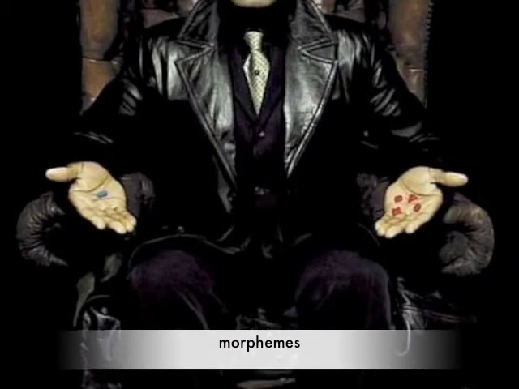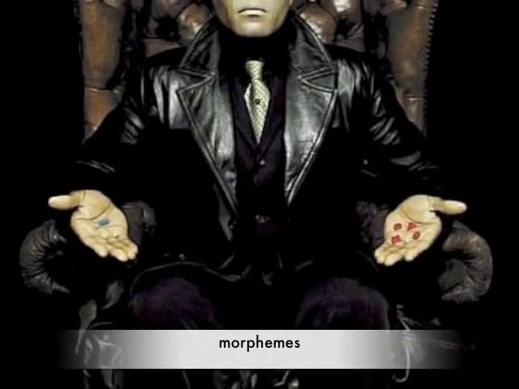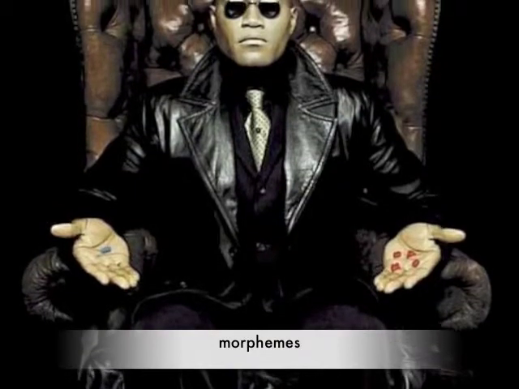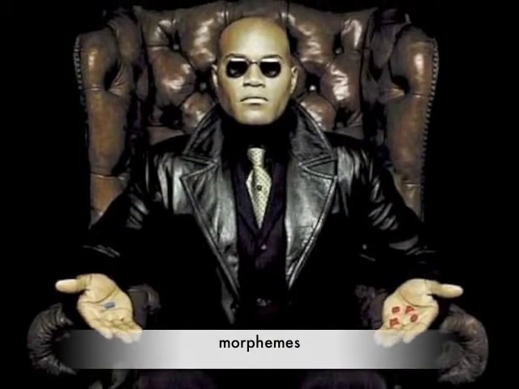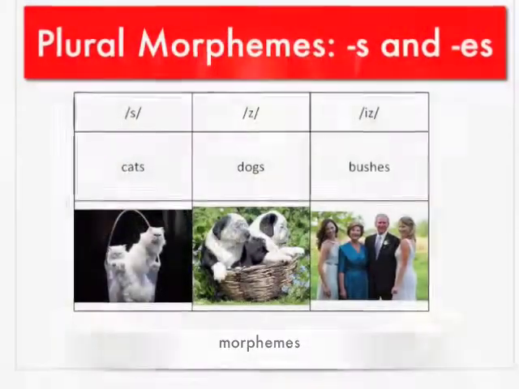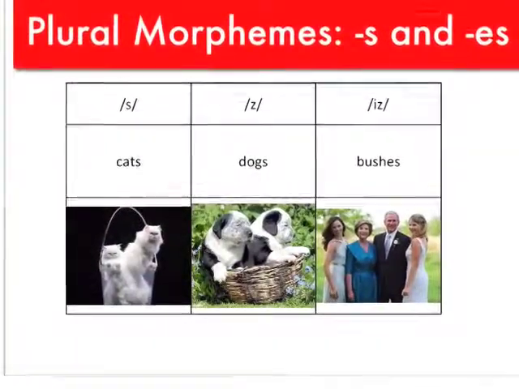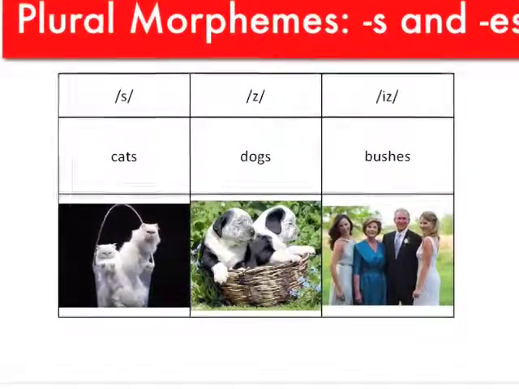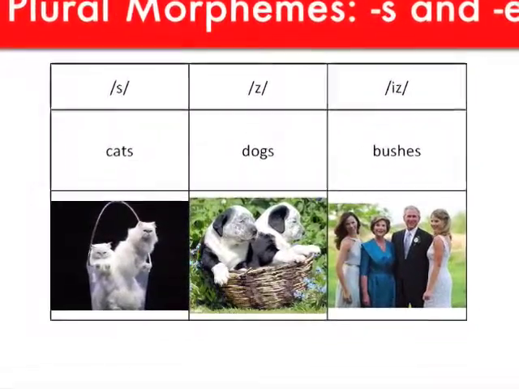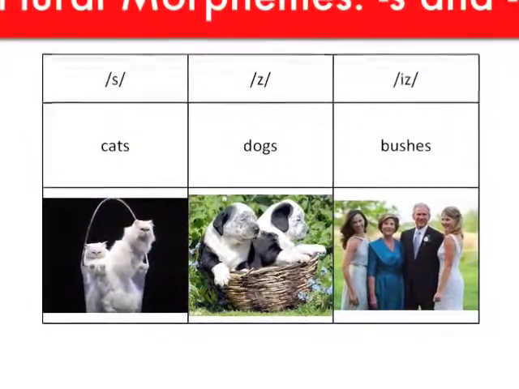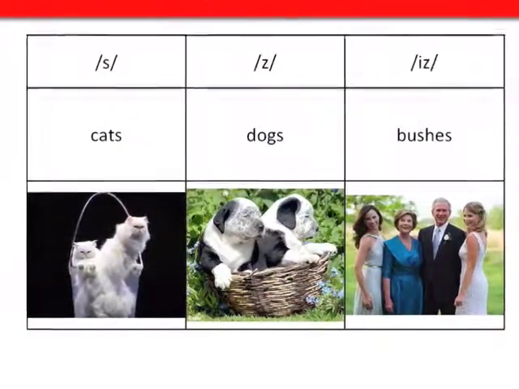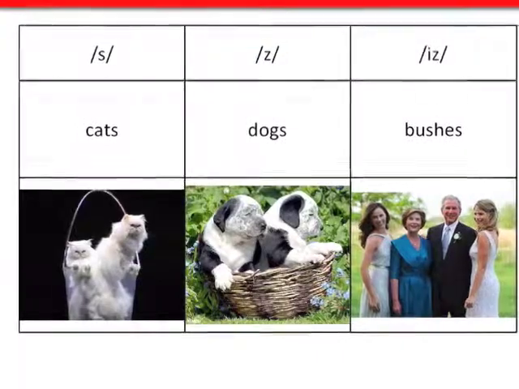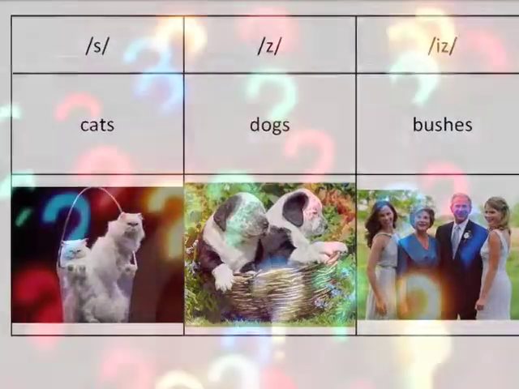In addition to rules governing co-articulation, there are morphophonemic rules that apply to specific morphemes. Morphemes are the smallest unit of meaning in a word. Here, we'll focus on plural morphemes. There are two. They are S and ES. However, there are three pronunciations. S as in cats, Z as in dogs, and Z as in bushes.